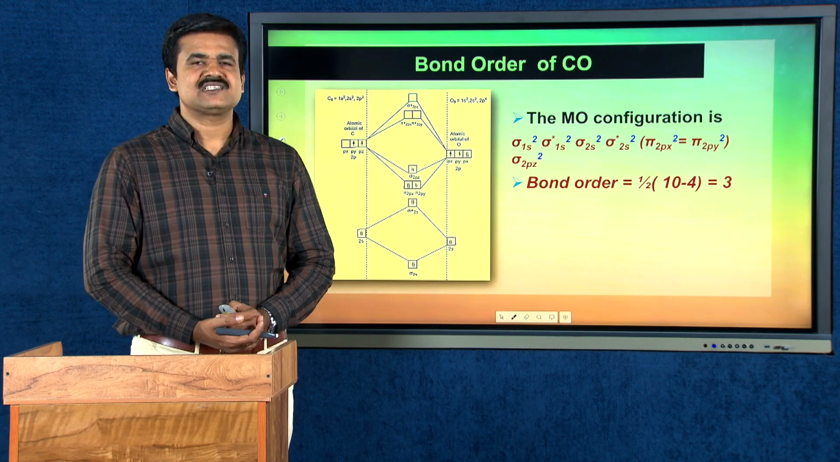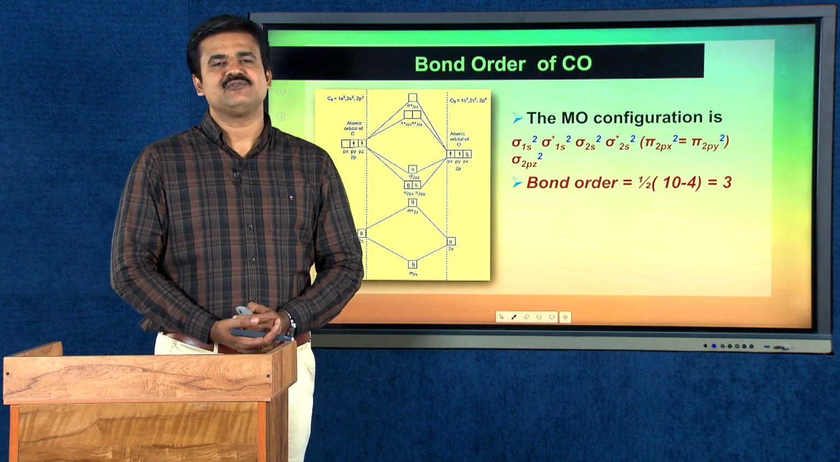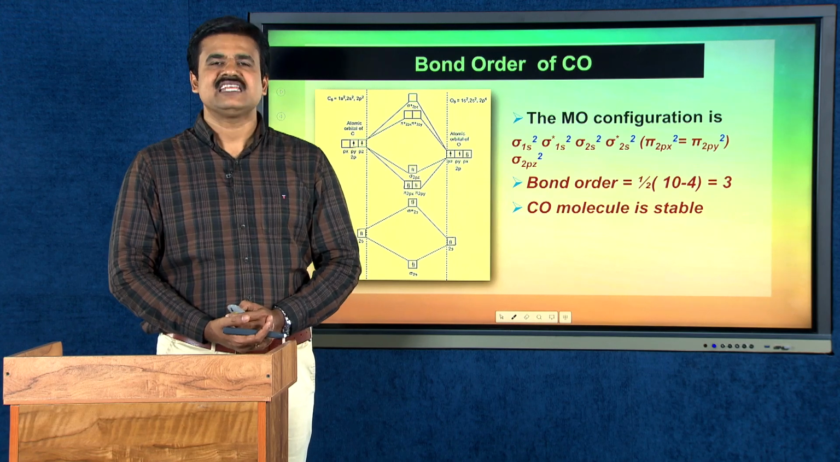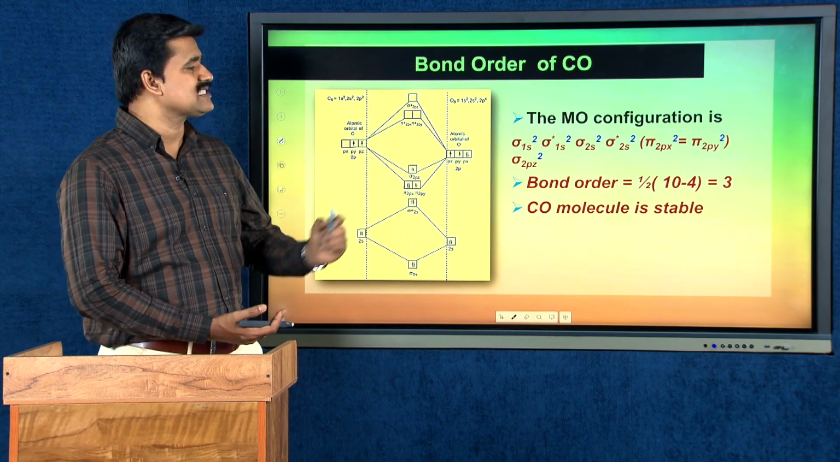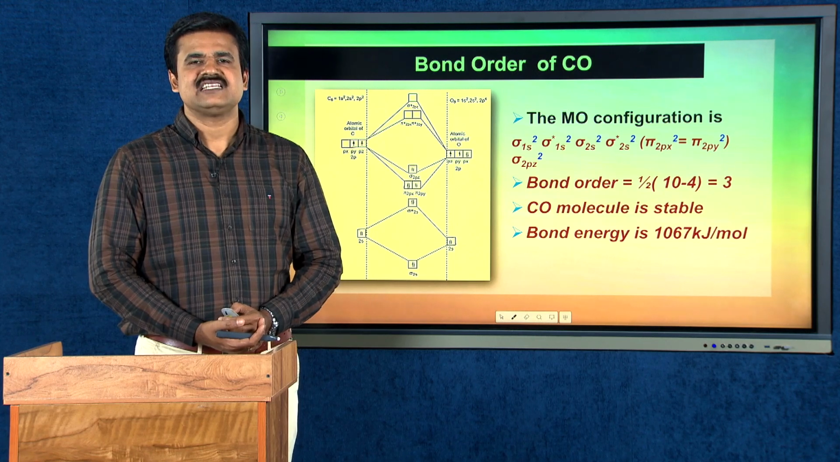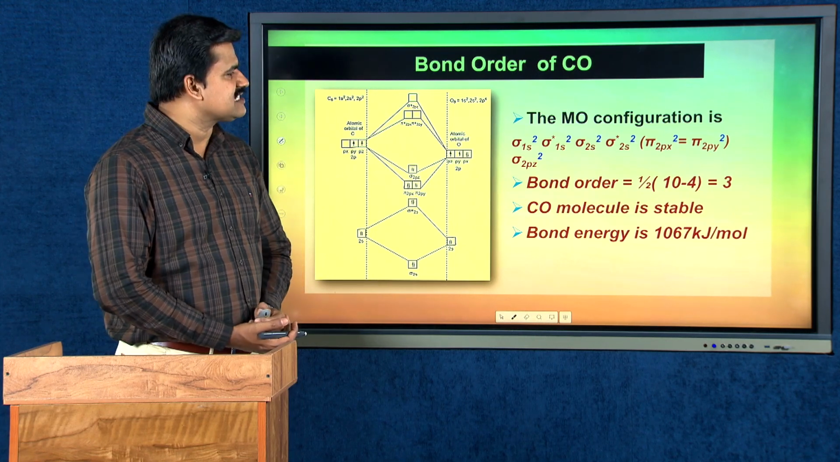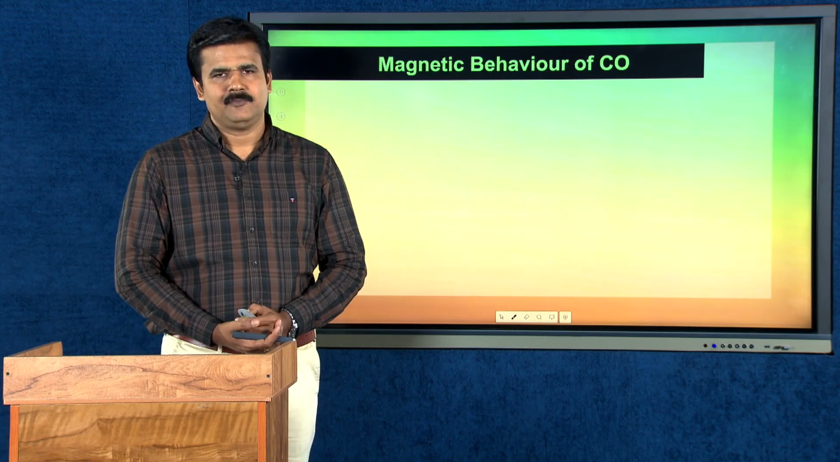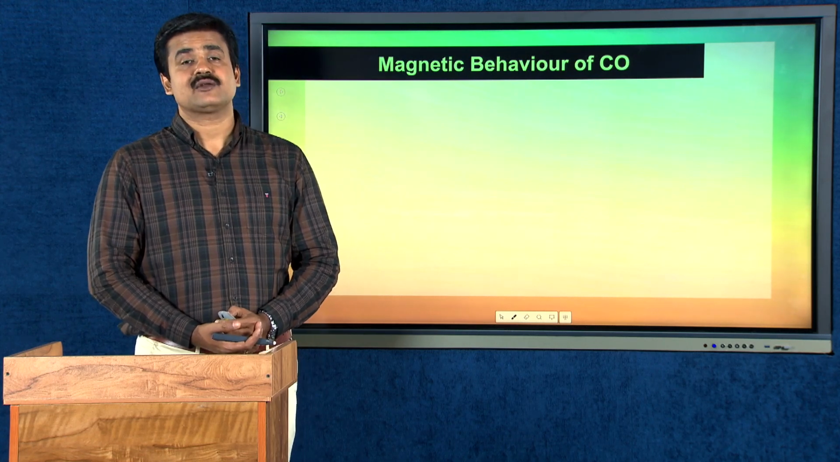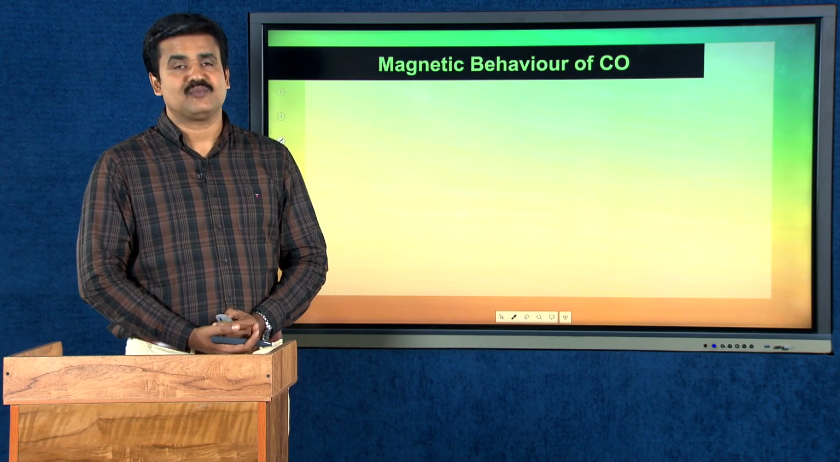The carbon monoxide molecule shows a positive bond order of 3, and this positive value indicates that the carbon monoxide molecule is stable, with a bond energy of 1067 kilojoules per mole. Now we are focusing on the magnetic behavior, or magnetic property, of carbon monoxide.